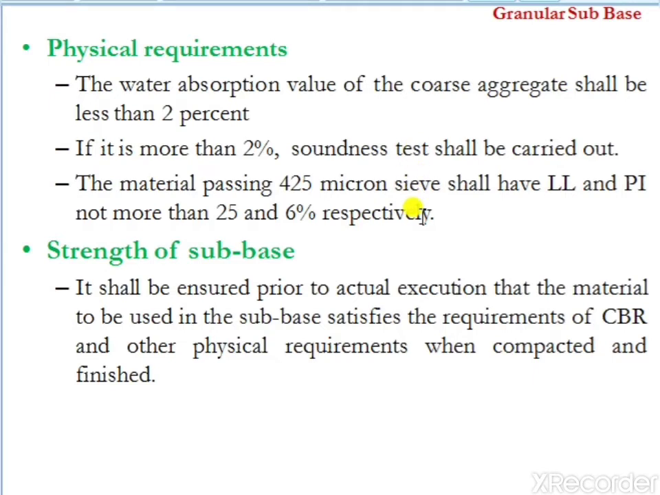If it is more than 2%, a soundness test shall be carried out. If it is less than 2%, the aggregates are well and good for use in construction. Suppose the water absorption capacity of coarse aggregate is more than 2%, which in some worst cases we may experience. Under such circumstances, what can we do? If we come to know that the absorption capacity of a coarse aggregate is more than 2%, then we should go for the second test, that is the soundness test.